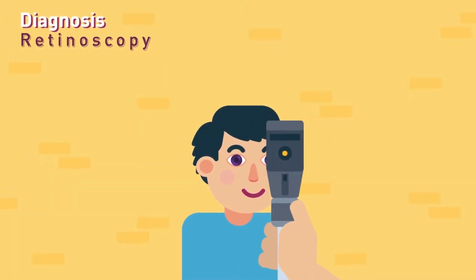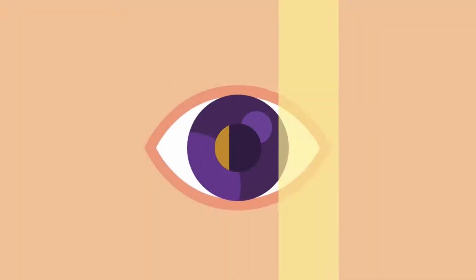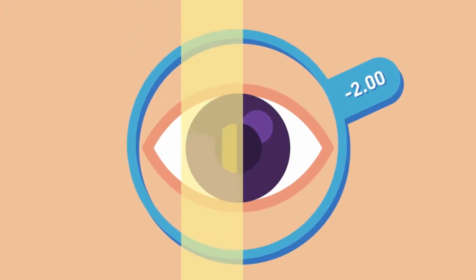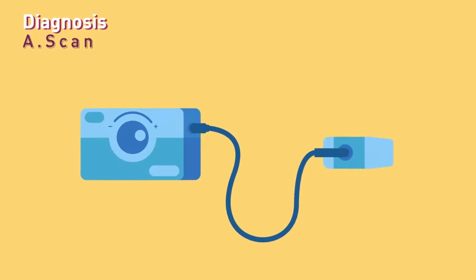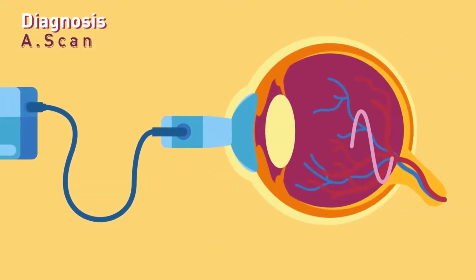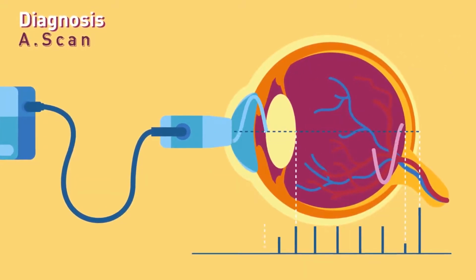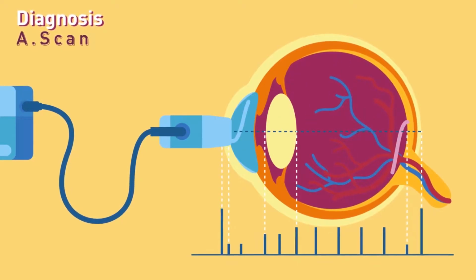Diagnosis. Retinoscopy, a handheld device that throws light in the eye and allows us to observe its movements and reflection, hence helping to confirm the refractive error. A-scan, a small ultrasound probe that throws ultrasound waves in the eyeball and then detects their reflections or echo timings, calculating the eyeball length.